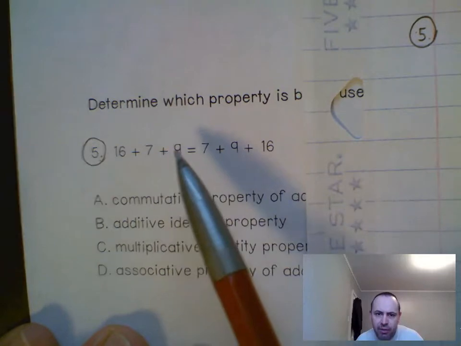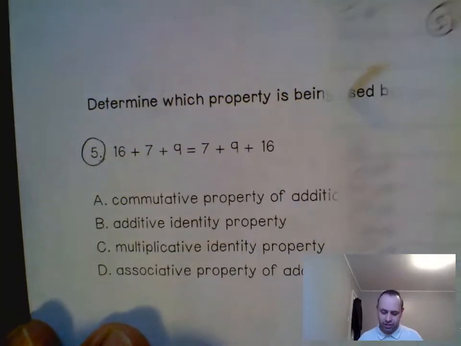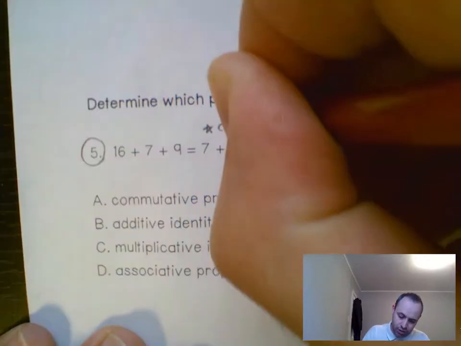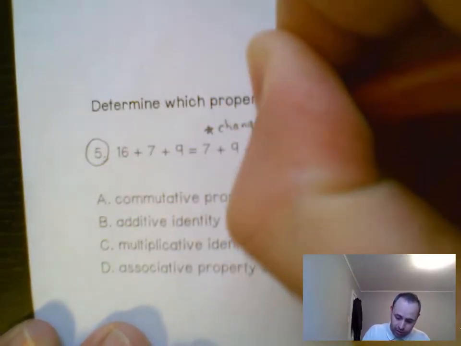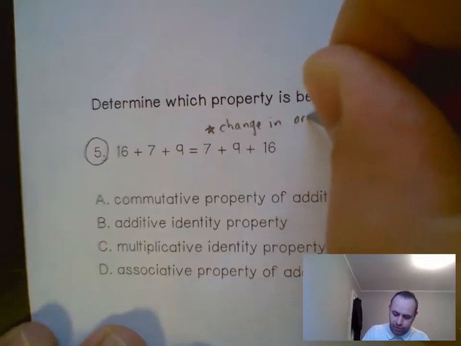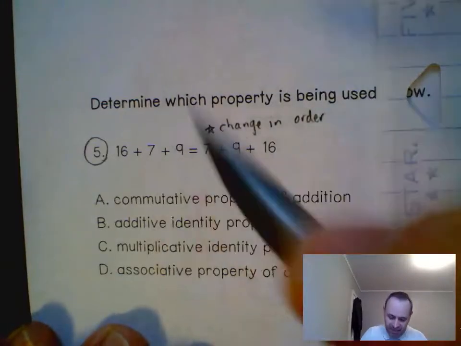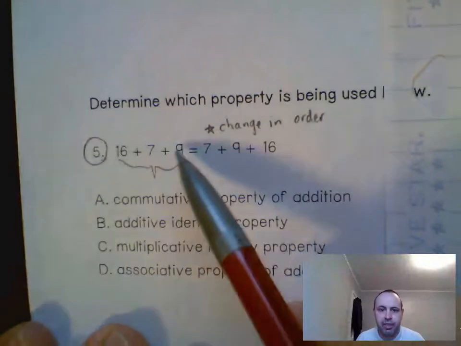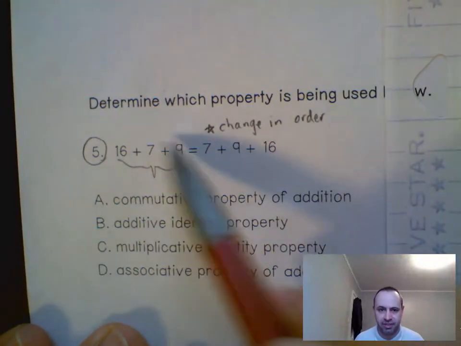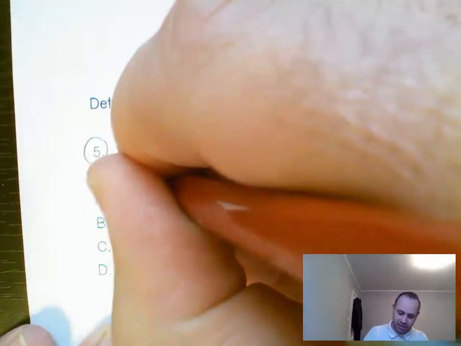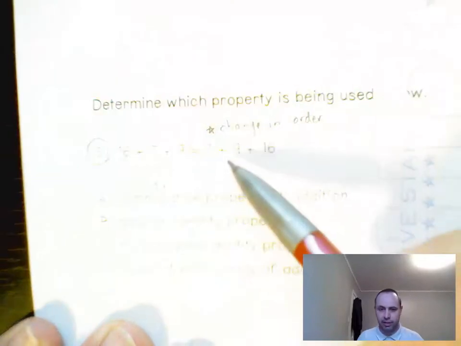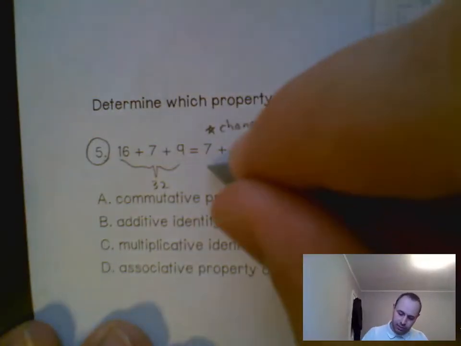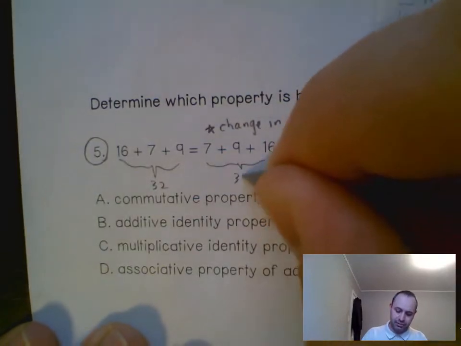In today's example, there are 3: 16 plus 7 plus 9, and they changed the order. Okay, so I'm going to put here, there was a change in the order of numbers. You'll notice that on this side, well, 7 plus 9, that's 16, right? So 16 plus 16 gives us 32. And then over here, 7 plus 9 is 16, and 16 plus 16. So both sides give us the number 32.